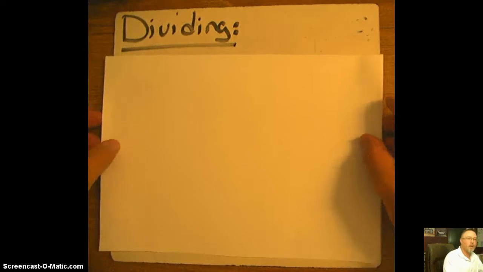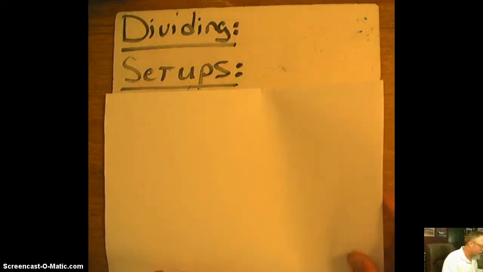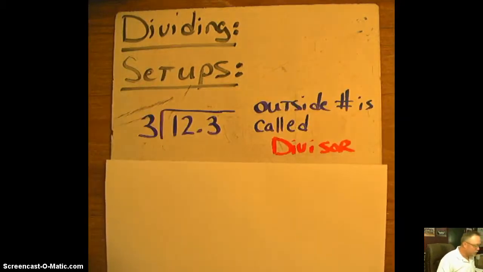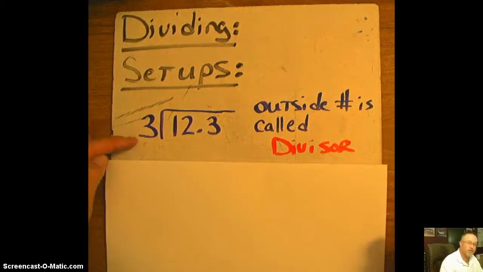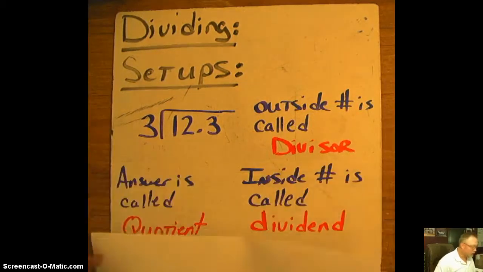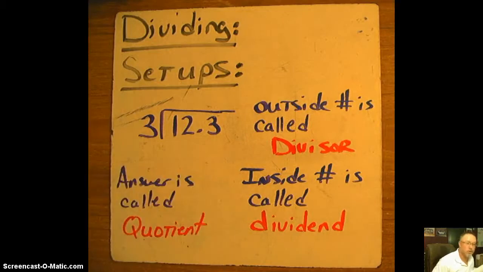So if we move on to division. Division is a little bit more involved because there's a couple different terms that we use when dividing numbers. Some of that is with the setup of your problem, and depending on how your problem is written, there are different setups. We'll talk about that as we go. So if we're given this, we have 3 divided into 12.3. The outside number, which is the 3, is called the divisor. The inside number is called the dividend, which is the 12.3. And the answer is called the quotient.